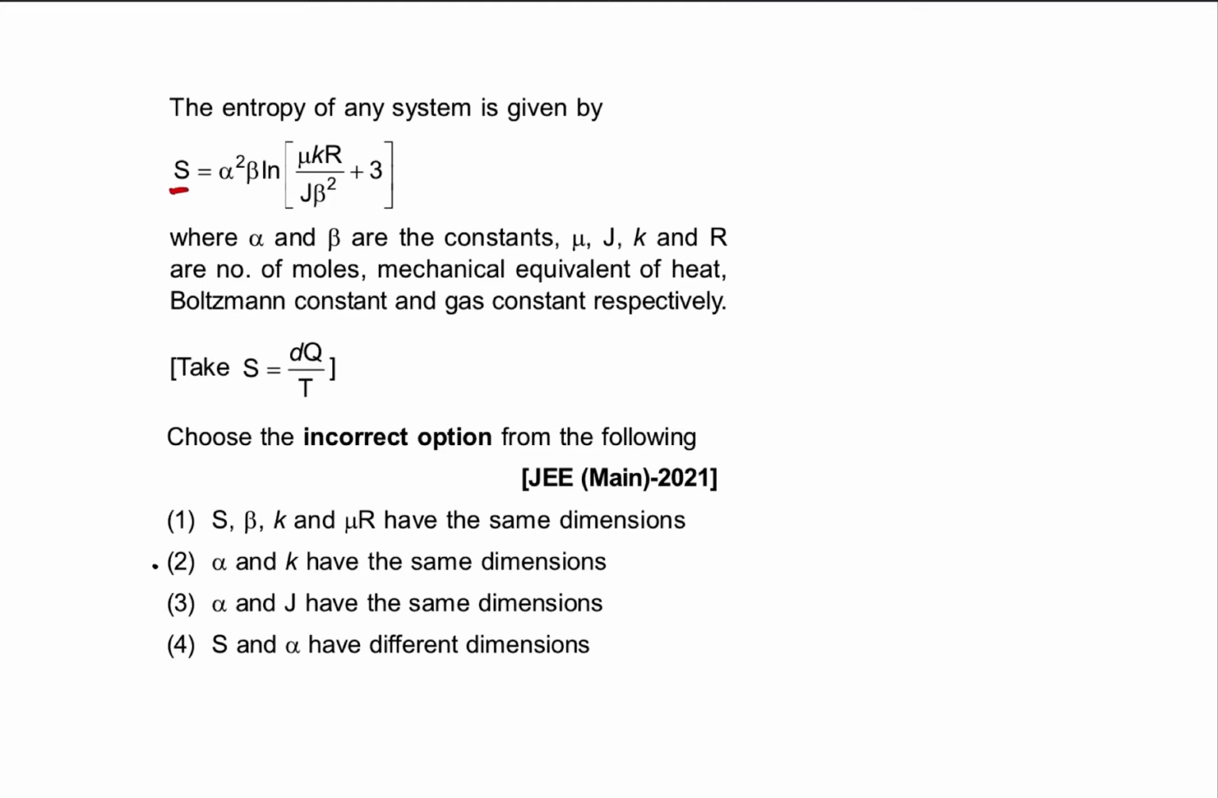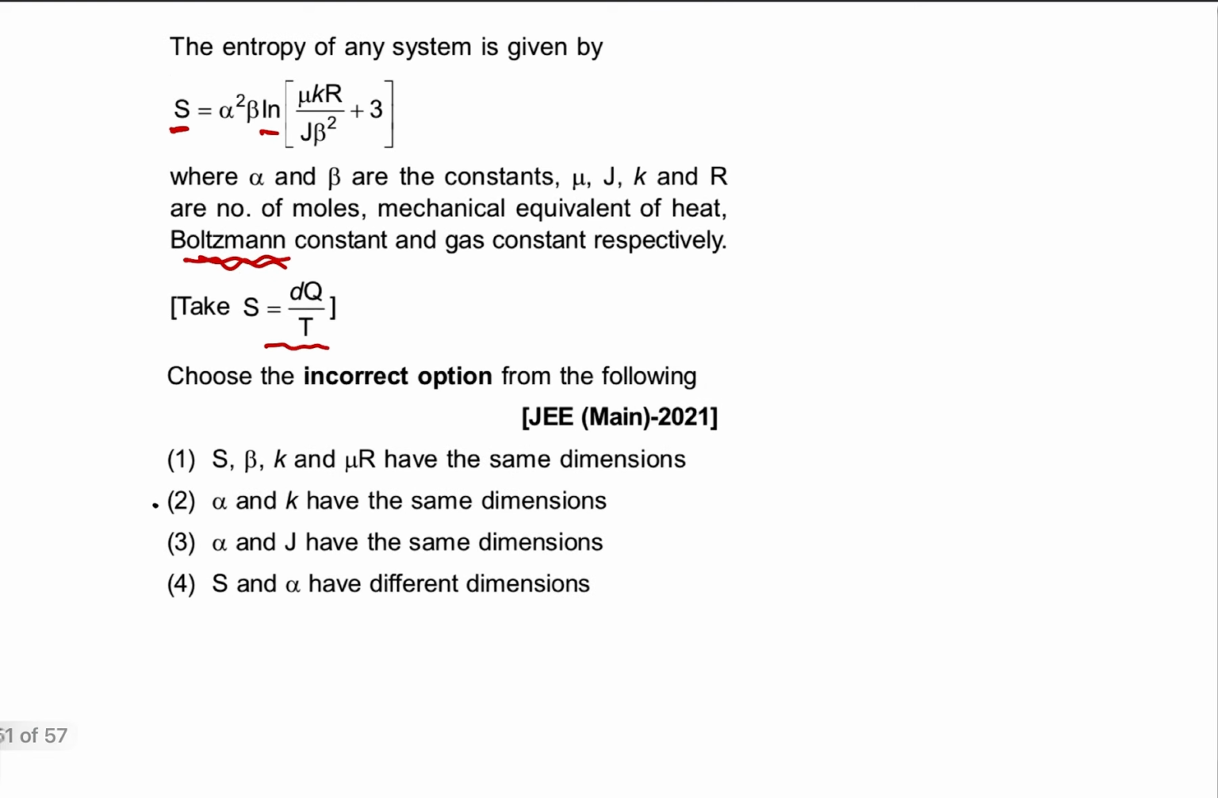Next question. The entropy of a system is given by S is equal to alpha square beta ln of (mu k R by J beta square) plus 3, where alpha and beta are constants, and mu, J, k and R are the number of moles, mechanical equivalent of heat, Boltzmann constant and gas constant respectively. They have given what the k term, R term, mu term and J term are. S is equal to dQ by T. They have given all the data.